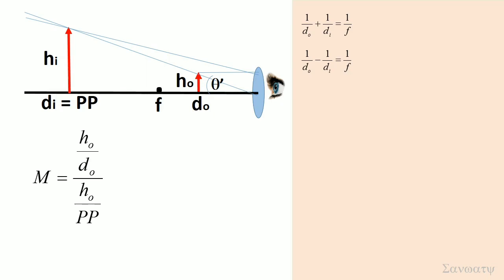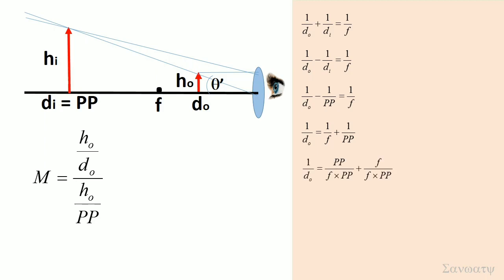As we see on the diagram, the image will be formed at the near point, or punctum proximum. So it means di will be equal to punctum proximum, or pp. So the equation becomes 1 over do minus 1 over pp equals 1 over f. Let's make 1 over do the subject, so that 1 over do will be equal to 1 over f plus 1 over pp.